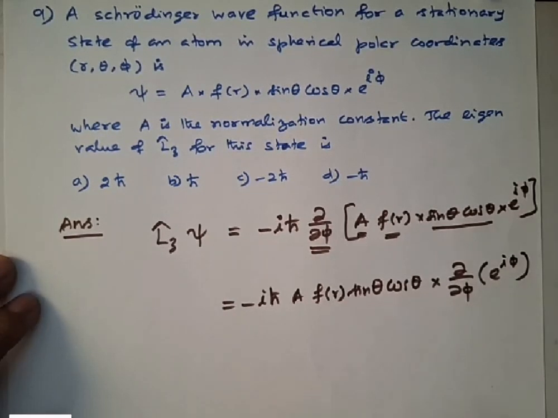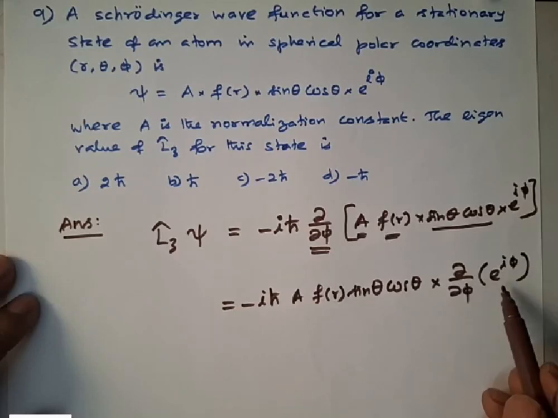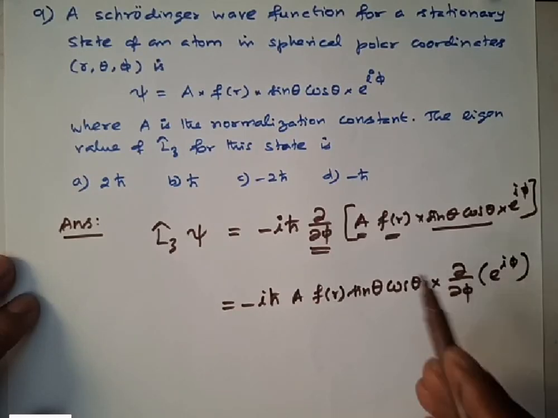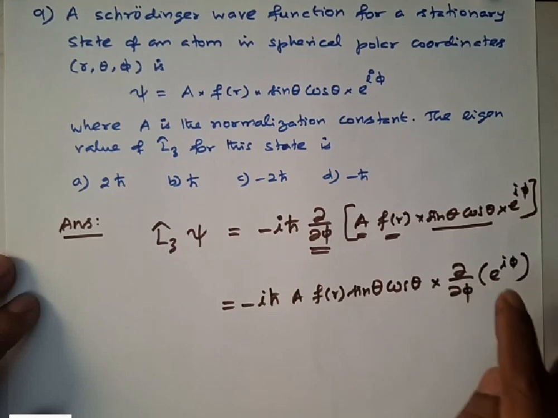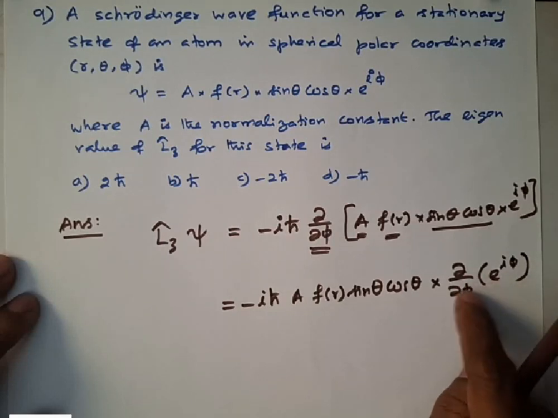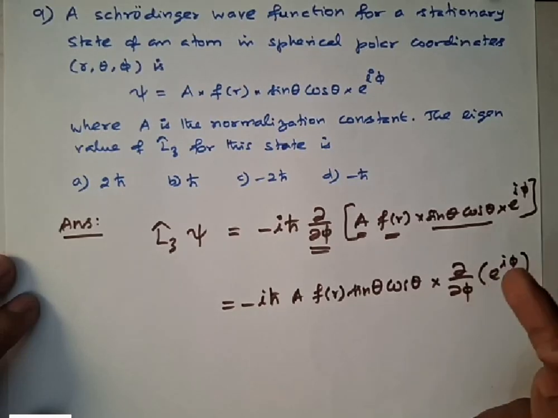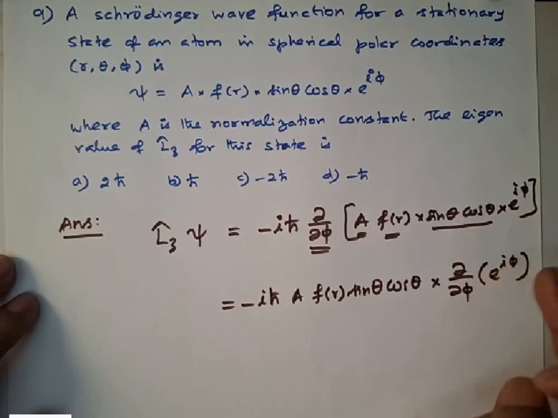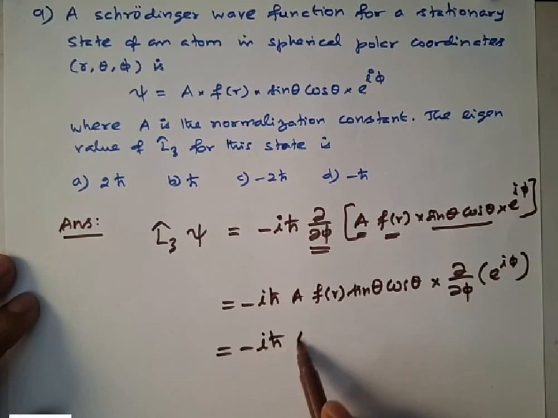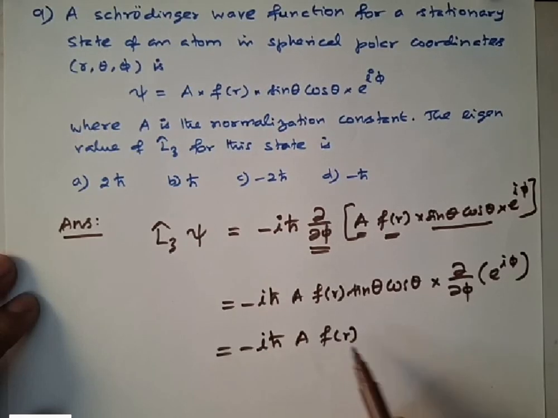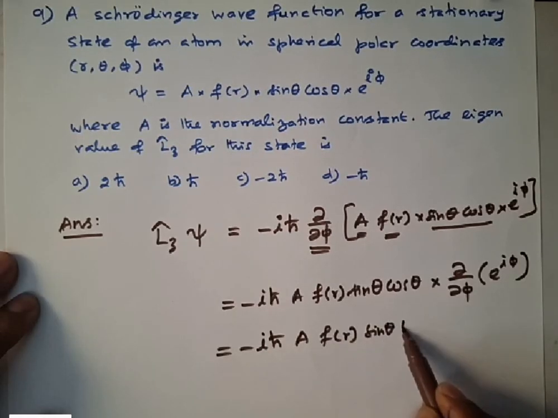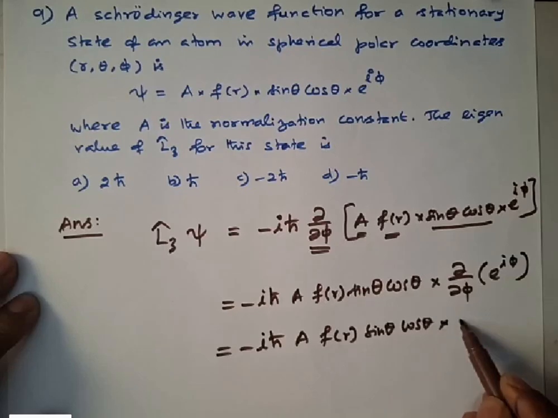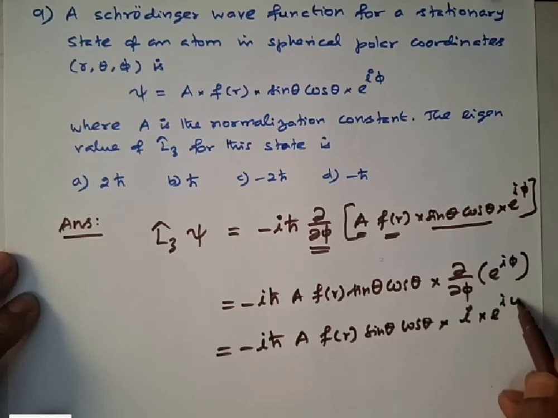Now we have to differentiate this. If I differentiate this, I'll get e^(i phi) into i, correct? If you apply differentiation here, e^(i phi), you will get the same e^(i phi), and the coefficient of phi is i, so you will get i into e^(i phi). So what we get is minus iħ A into Fr into sine theta cos theta into i into e^(i phi).